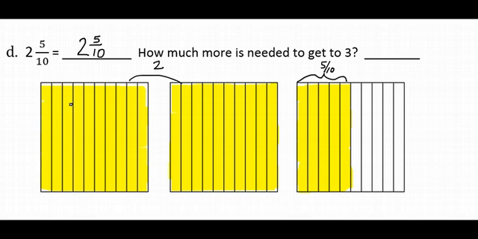Now the last part of the question says how much more is needed to get to 3. And by 3 that means 3 whole squares. So you can see the part on the last square that is not shaded. There are 5 sections out of 10. So 5/10 still needs to be shaded, or in decimal form 0.5. Once that is shaded, that would get us to 3 wholes.